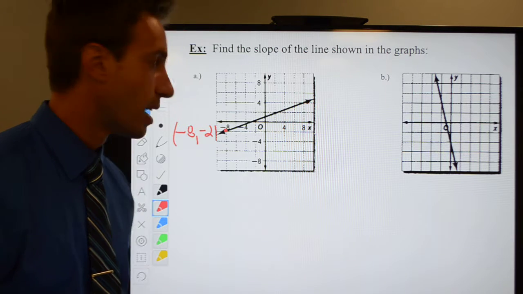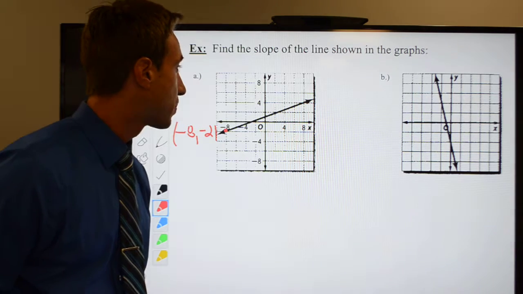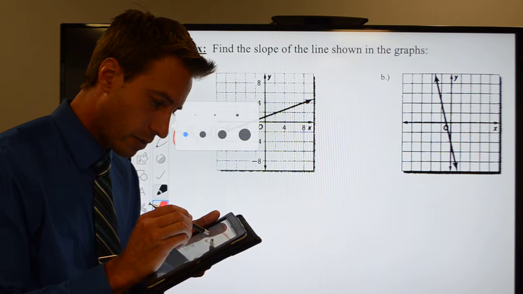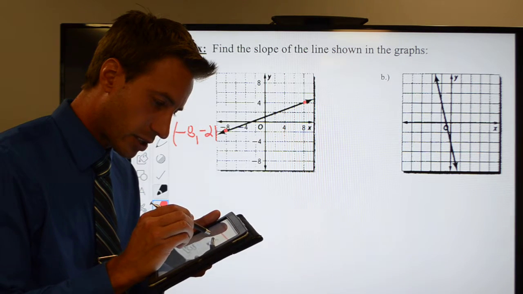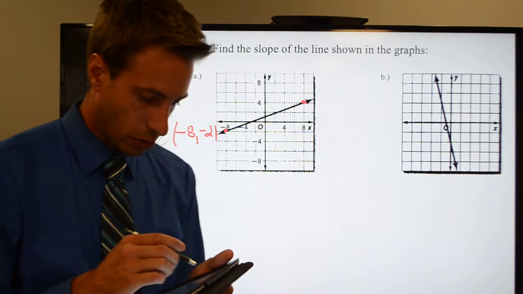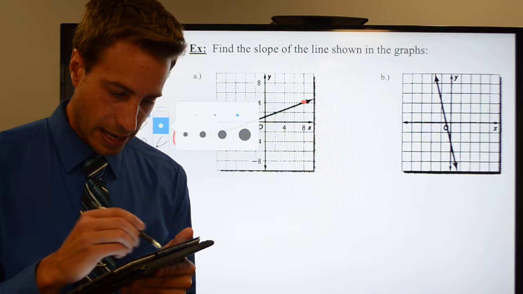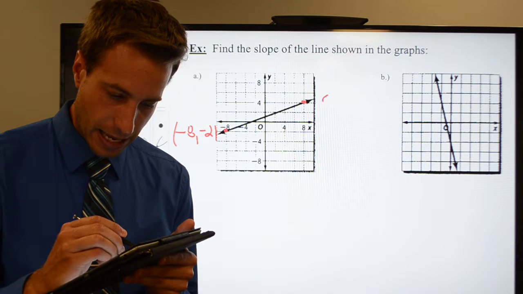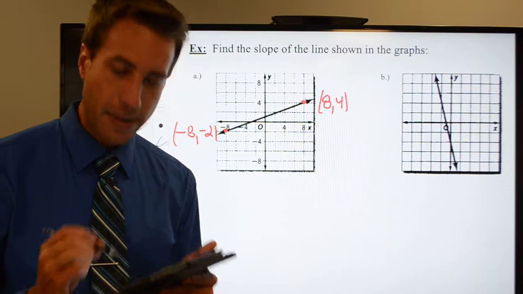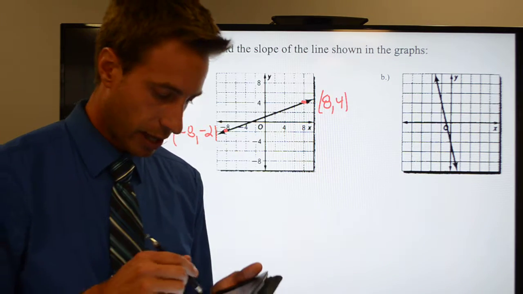Now I have an X and a Y value. The next one that's probably going to be the easiest to tell is going to be this one right over here, right there. And it looks like this one is at +8, +4. So +8, +4. Let me write that down for us as well. We have 8, 4.